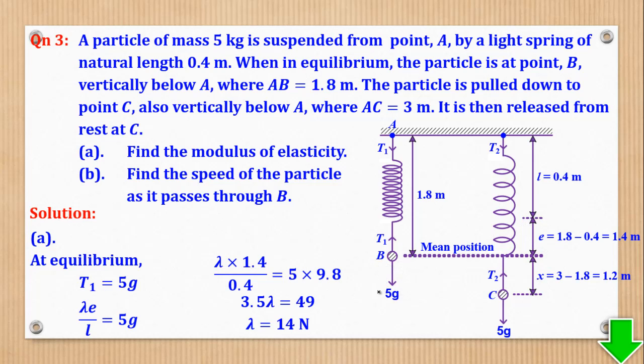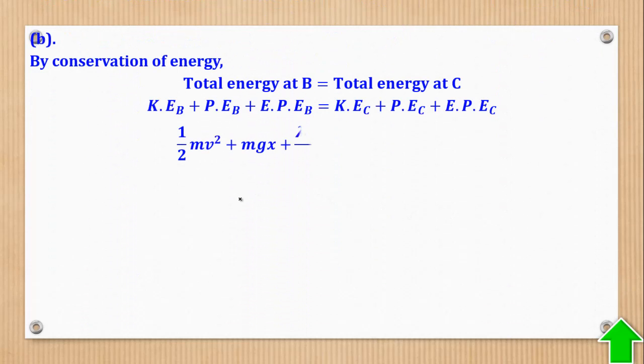What about at point C? At point C, the height is 0 because this is the reference line, meaning the gravitational potential energy will be 0. Second, the particle was released from point C, meaning velocity is 0. Therefore, kinetic energy is also 0. Third, elastic potential energy: the total extension is e plus x. So that is what we use to get the elastic potential energy. So that gives us the statement here that kinetic energy is 0, gravitational potential energy is 0, and elastic potential energy is that.